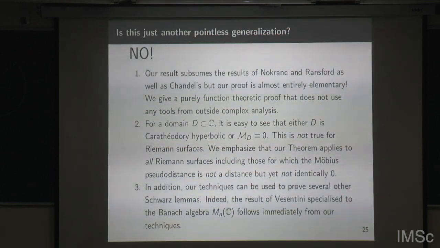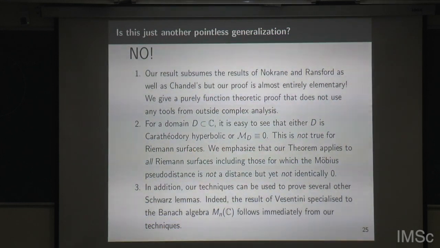The question is, is this just another pointless generalization? Why do this extra effort? The answer is a big no. Let me try to explain the motivation for trying to prove this result. First is that obviously it's a generalization, it subsumes the earlier work of Nokrane, Ransford and Chandel. However, our proof is fully function theoretic and almost entirely elementary. We use no operator theory. The maximum tool we use is basic properties of a function called the pluricomplex Green's function. Our proof is fully function theoretic and does not use any tools from operator theory.